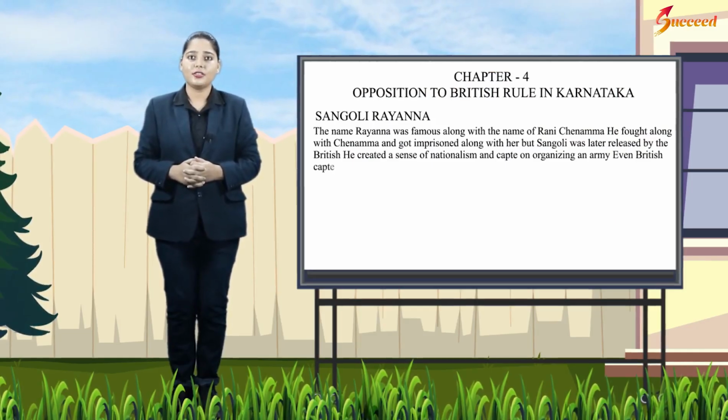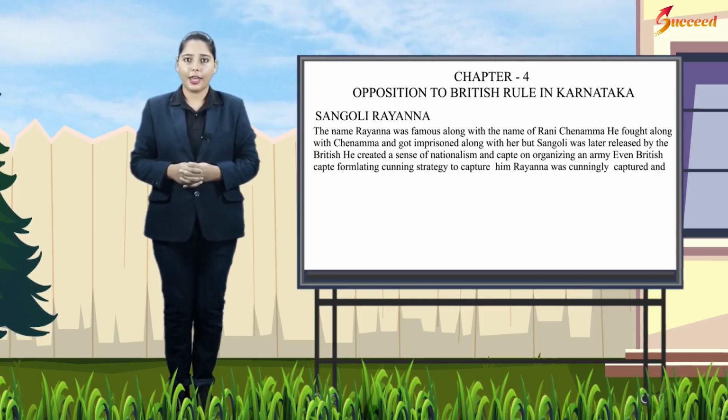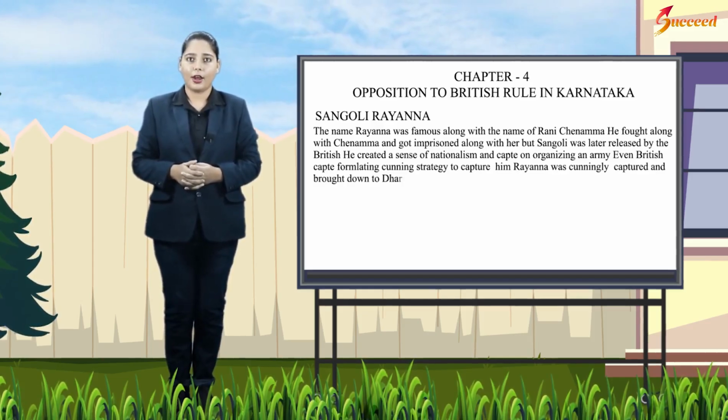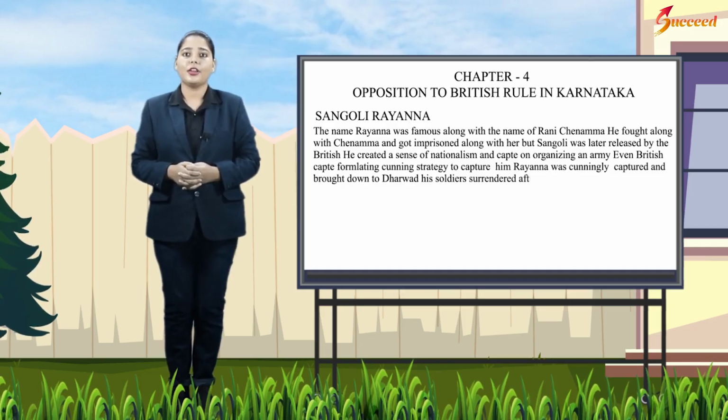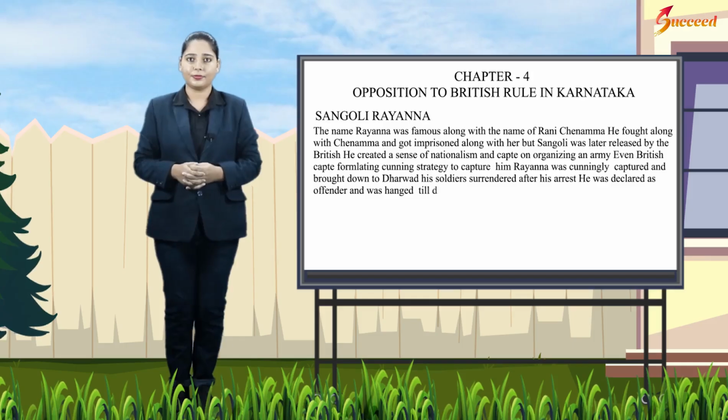Even Britishers kept formulating cunning strategies to capture him. Rayanna was cunningly captured and brought down to Dharwad. His soldiers surrendered after his arrest. He was declared an offender and was hanged till death.